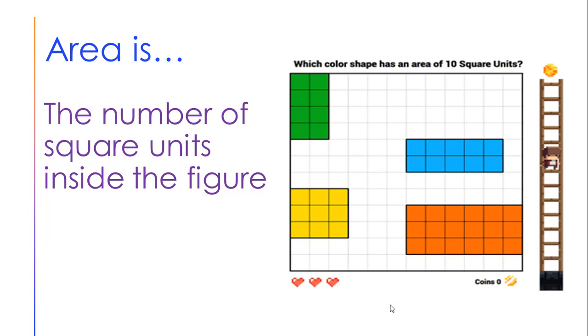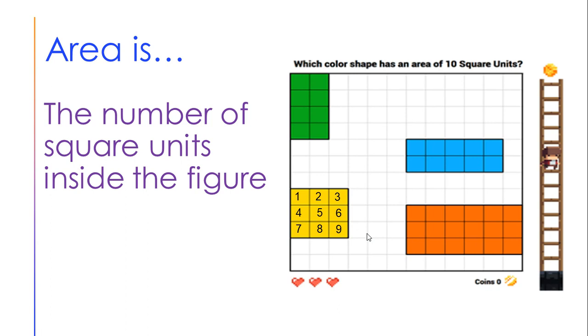Area is the number of square units inside the figure. As we can see here, there are four different rectangles, and all we need to do is count the square units inside of the rectangles. So let's look at the first one here, the yellow one, and let's count the square units inside. 1, 2, 3, 4, 5, 6, 7, 8, and 9. And that is all you need to do. Count the square units inside. The area of this rectangle is 9.